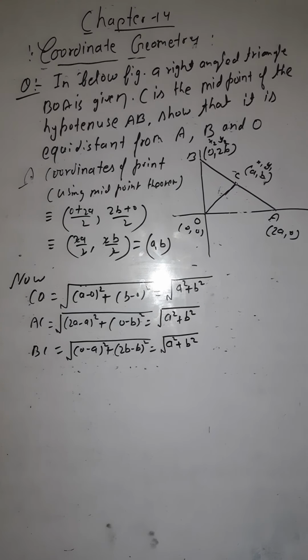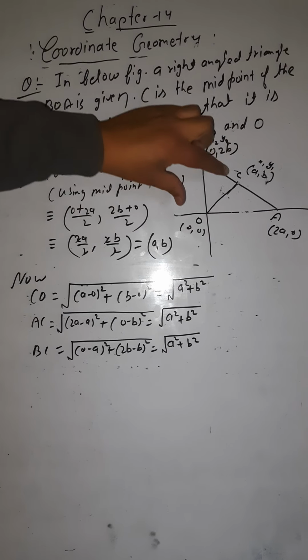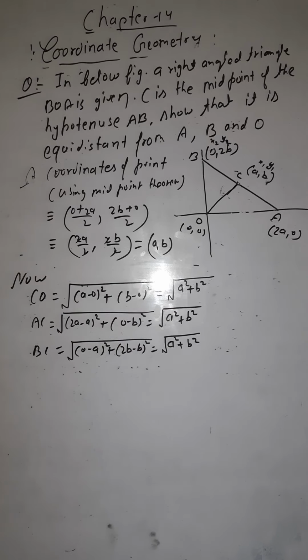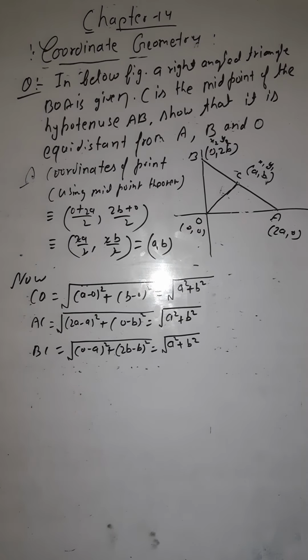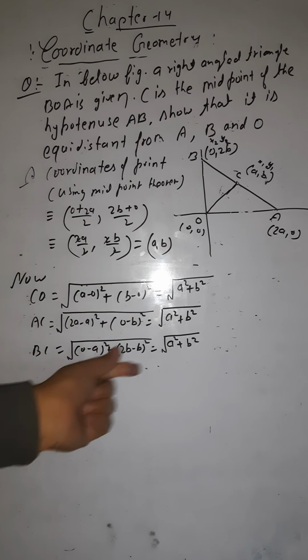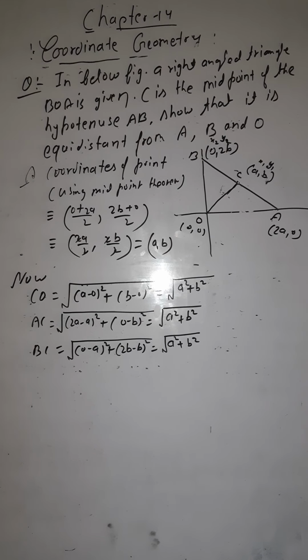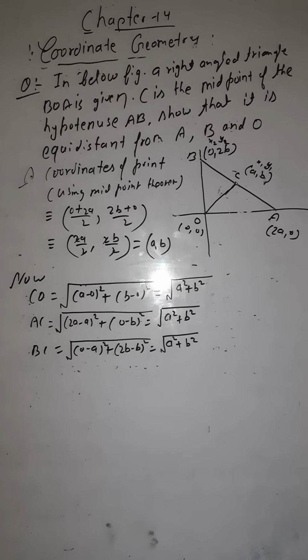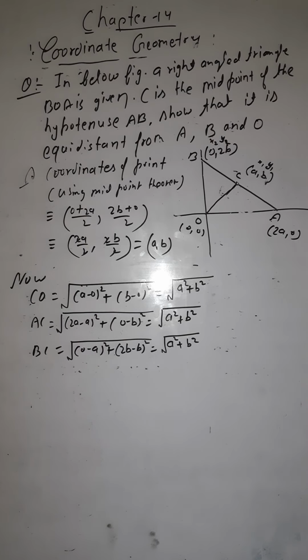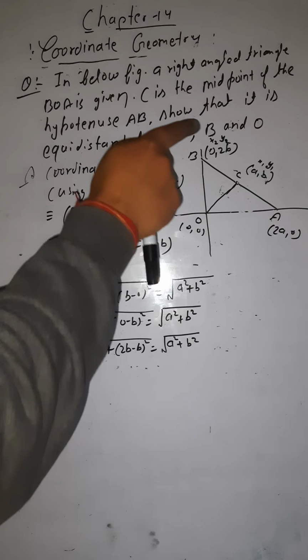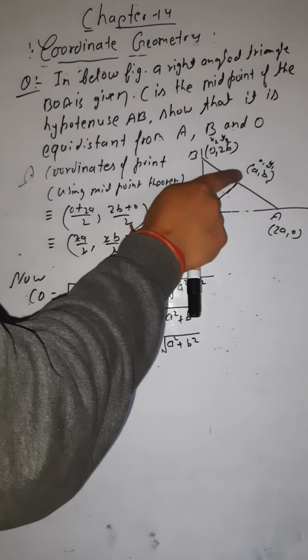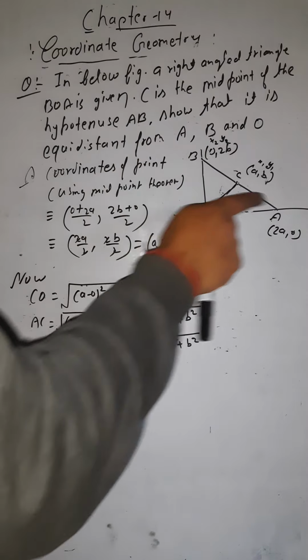Now here you can see CO is under root a square plus b square. CA is also under root a square plus b square. BC is also under root a square plus b square. What does it say then? Yes, hence proved. Hence you can say that C is equidistant from B, O, and A, I mean this C has the same distance from here as well as from here.